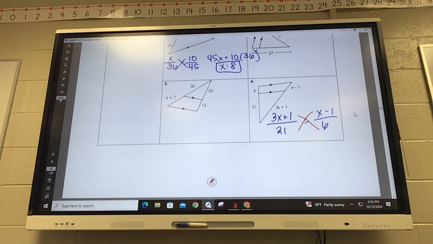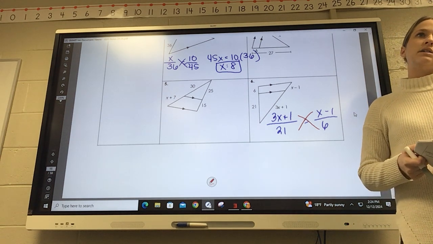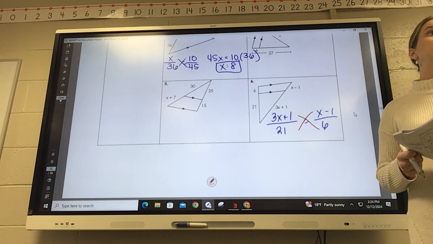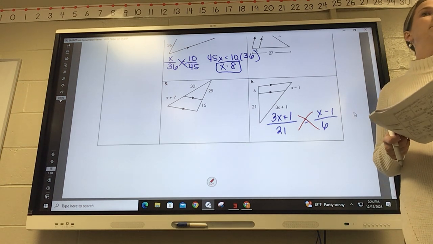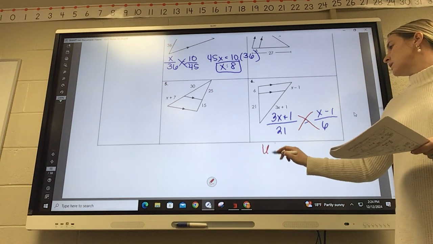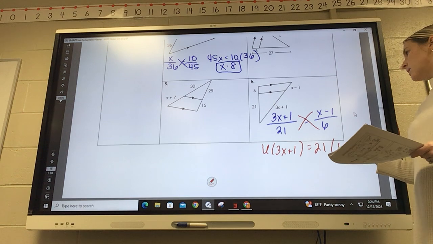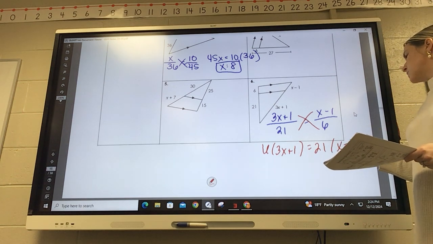But when you cross multiply with a quantity, what do you have to do with your quantities? Distribute, because what are you putting around them? Parentheses. So 6 times 3x plus 1 equals 21 times x minus 1.